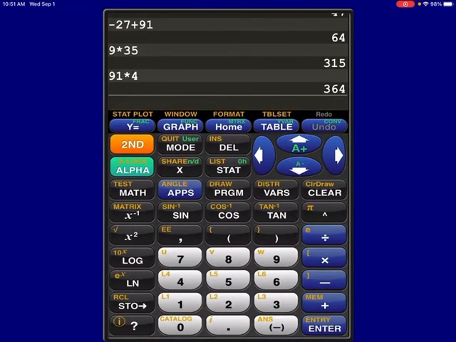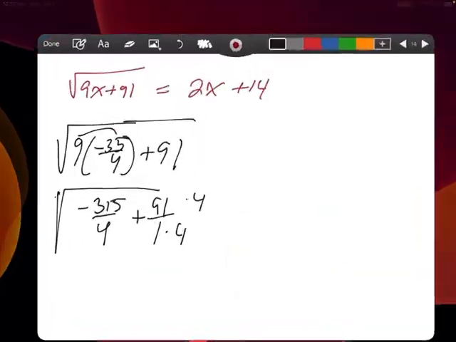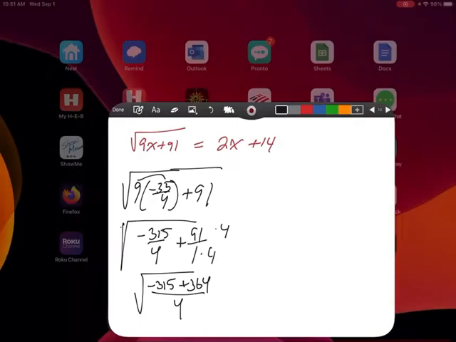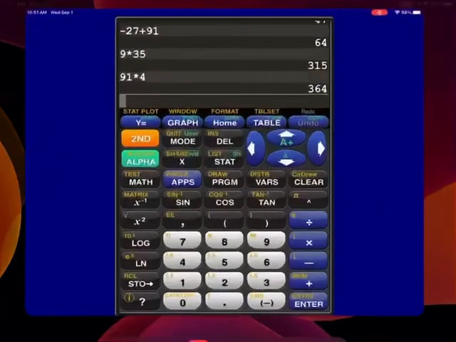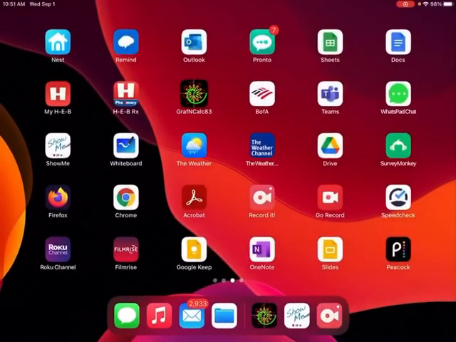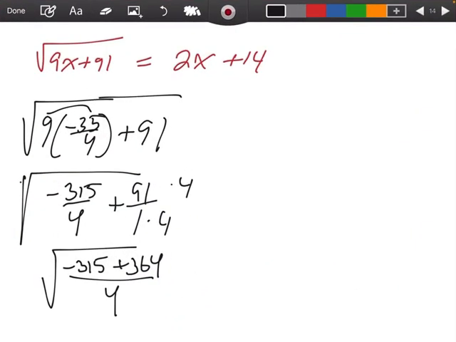364. Okay. So let's see. Negative 315 plus 364. Now we have a common denominator. It's all over 4. So let me subtract those numbers. So 364 minus 315, 49. Okay. Come back here. So now we have 49 over 4. And if I take the square root, that's going to give me a 7 over 2. Okay, so far we got 7 over 2 on this side.